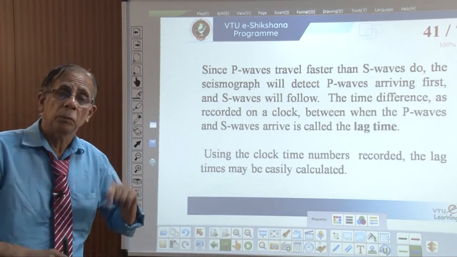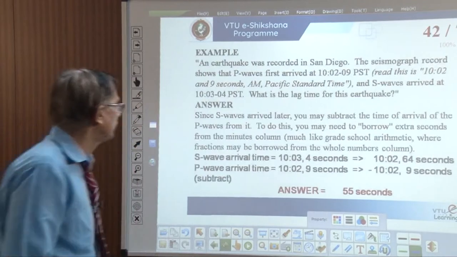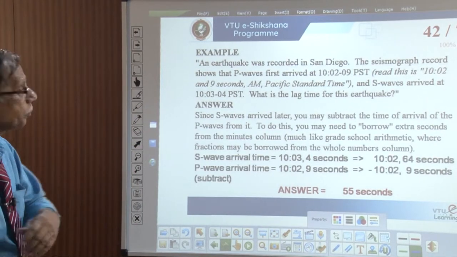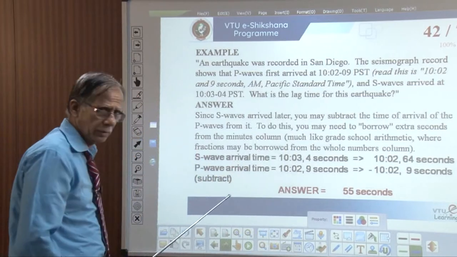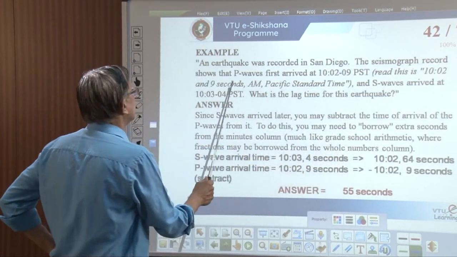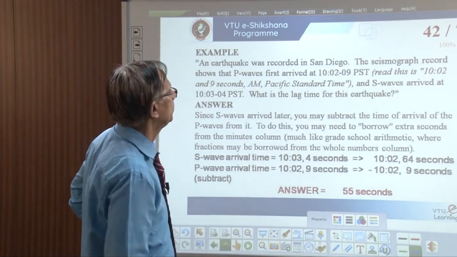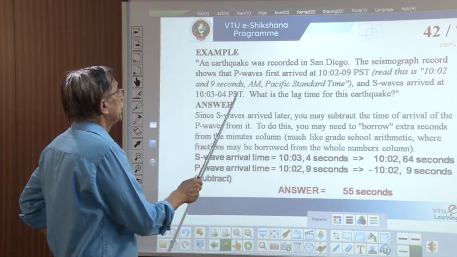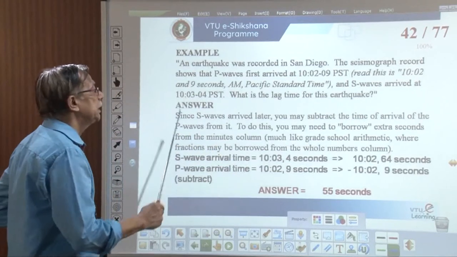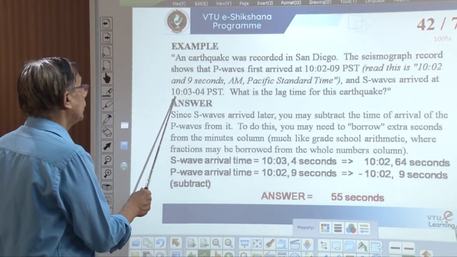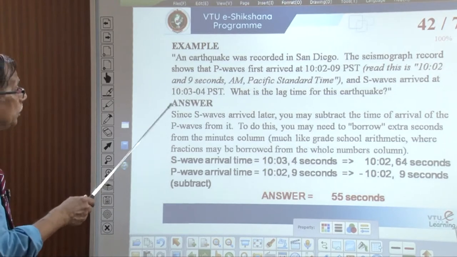This is very important because we have to generate isoseismal lines, and we have to record the epicenter, focus, etc. Let us try a simple example. Say an earthquake was recorded in San Diego. The seismograph record shows that the P wave first arrived at, say, 10 o'clock, 2 minutes, 9 seconds. Pacific Standard Time, these are all referred to. Then the S wave travels and reaches that station at 10 o'clock, 3 minutes, 4 seconds, a little later. What is the lag time due to this earthquake?